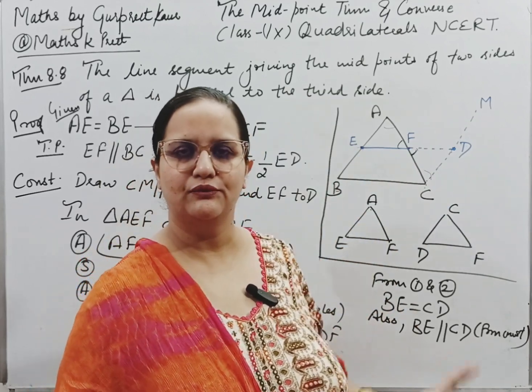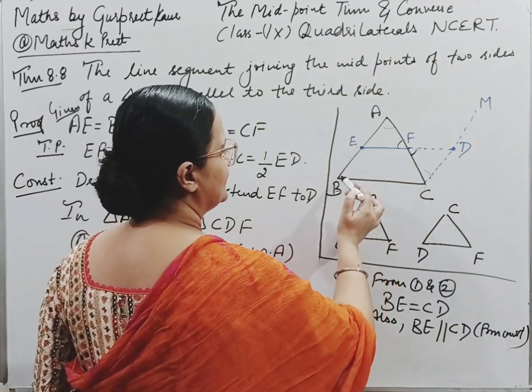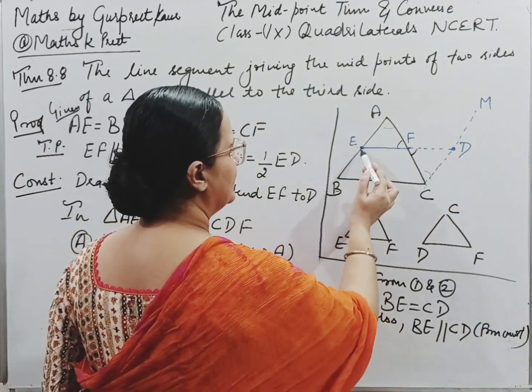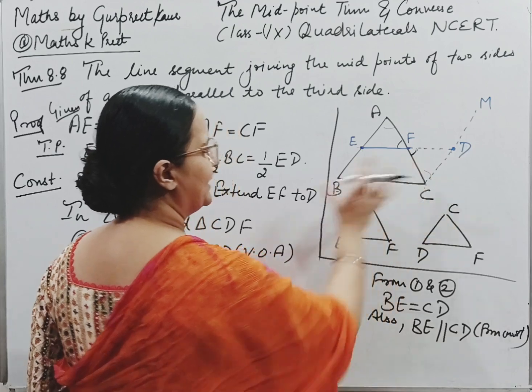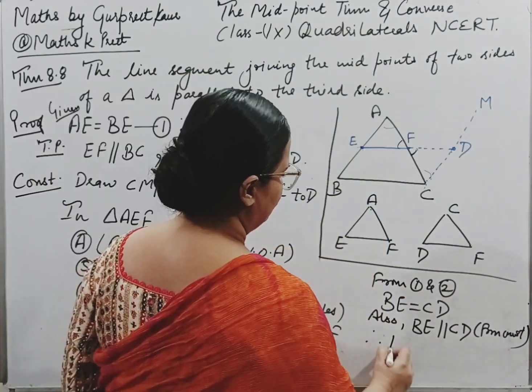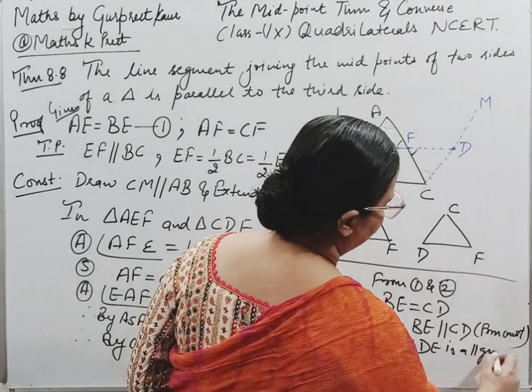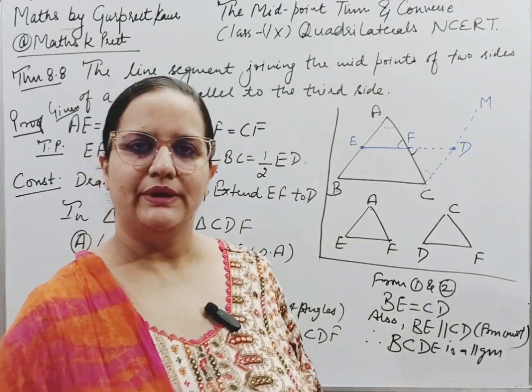So we have a result from where we can write that this is forming a parallelogram. This quadrilateral is now a parallelogram. How? Because a pair of the opposite sides of this parallelogram is equal as well as parallel. So therefore BCDE is a parallelogram. So what is the property of a parallelogram?